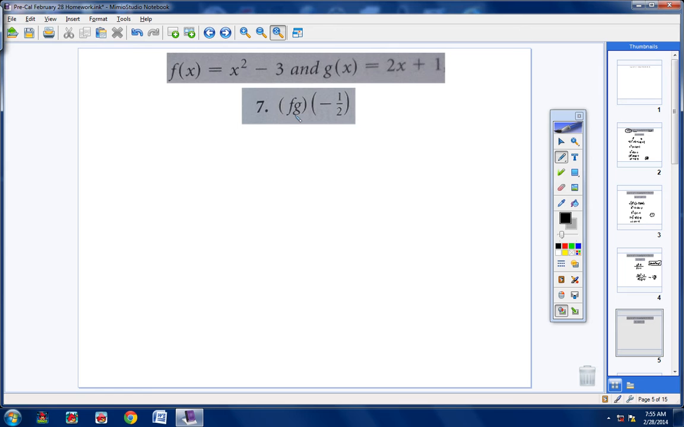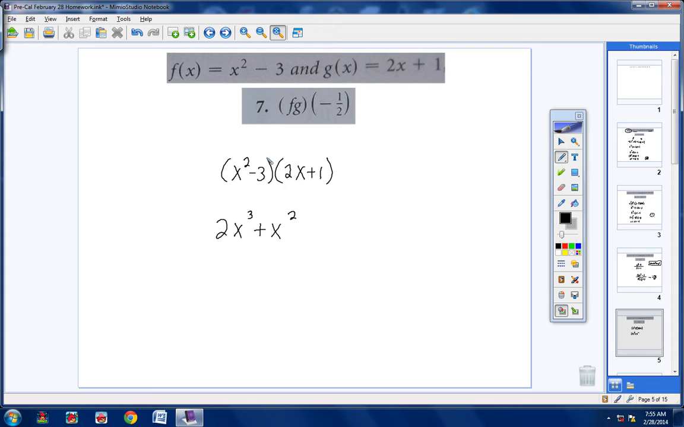Okay, moving on to number 7. We're going to multiply f times g. So here's my f function, x squared minus 3. Here's my g function, 2x plus 1. And now let's multiply. This x squared gets multiplied through the other parentheses. So x squared times 2x is 2x cubed, and x squared times 1 is positive x squared.